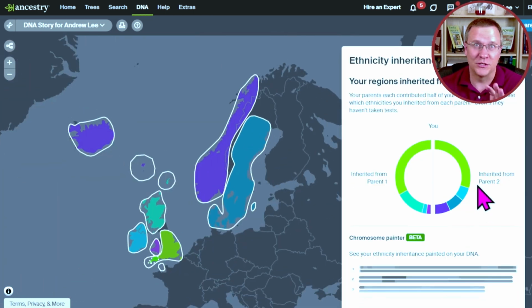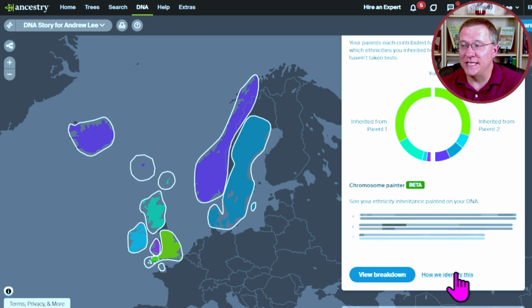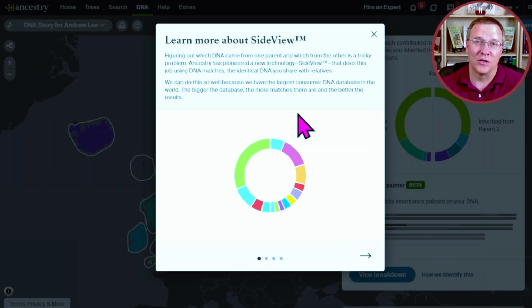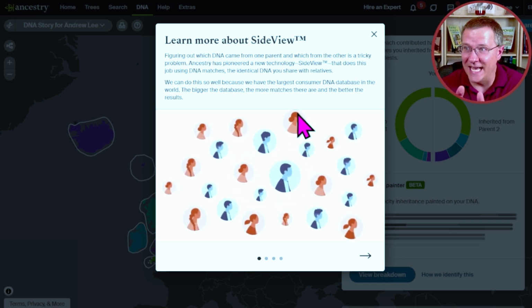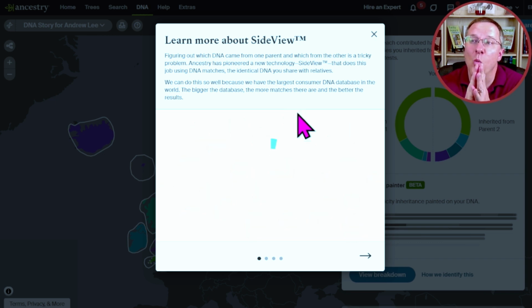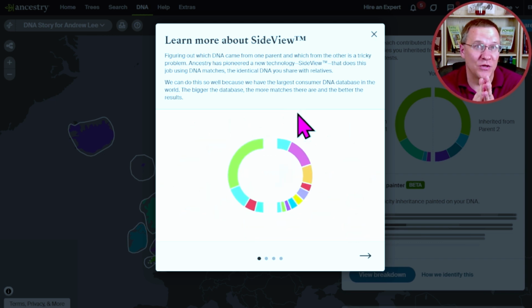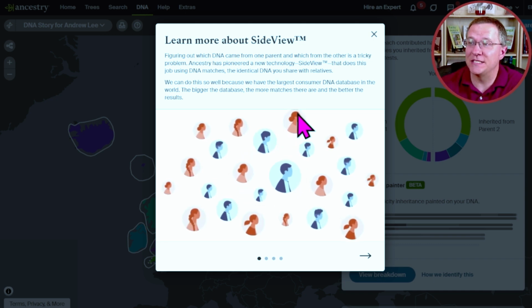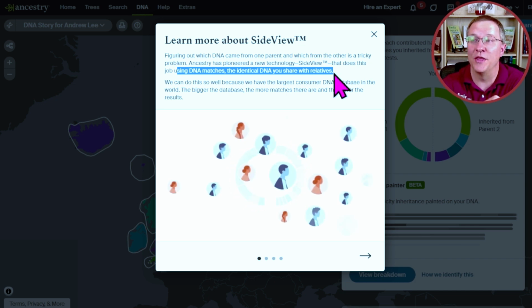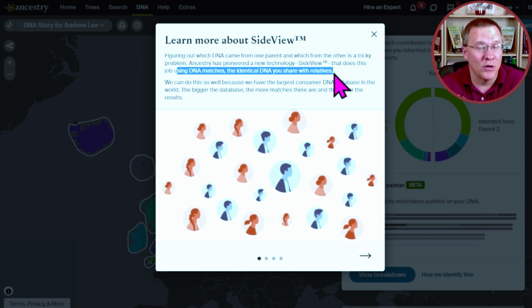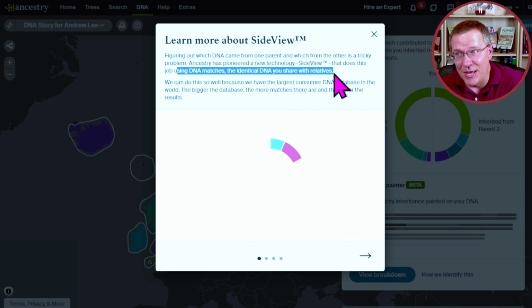They don't tell you which is your mother or father necessarily, because that information is not encoded on your autosomal DNA. At the bottom, you can see here how we identify this. I'm going to click on this, and we're going to go over this information. They call it SideView, and this is figuring out which DNA came from one parent and which from the other. Ancestry does this using DNA matches and the identical DNA you share with relatives.